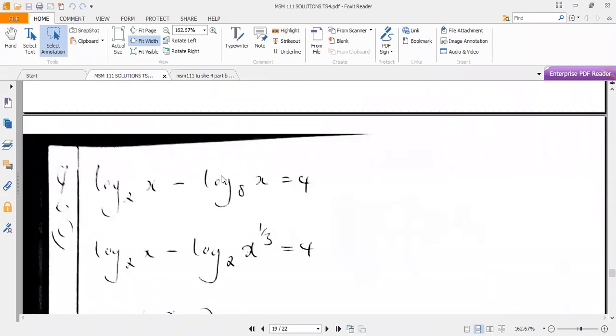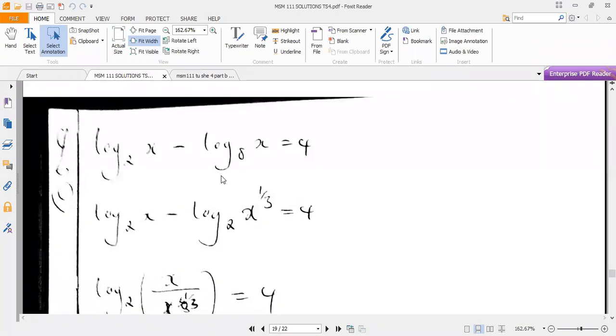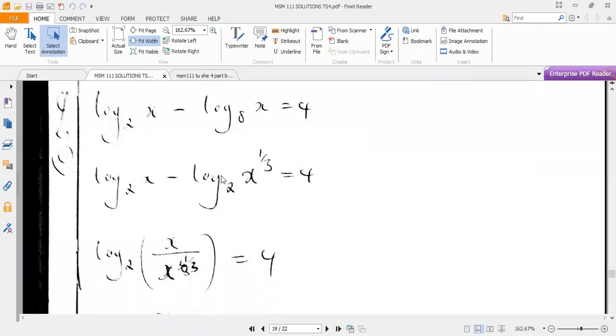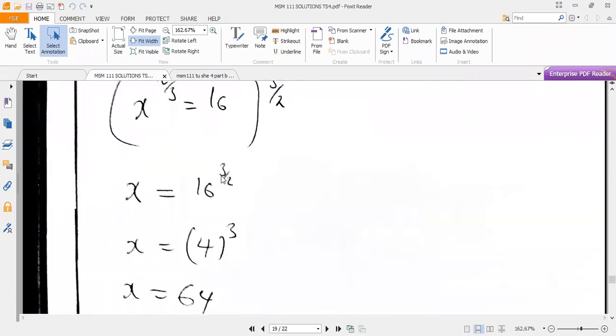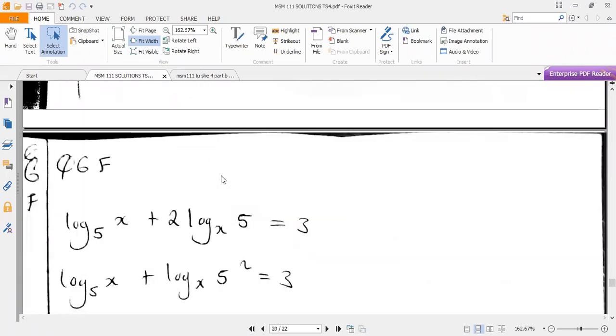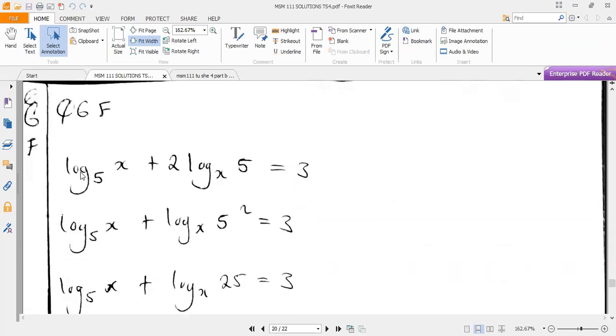Okay. For question 6, is it E? Yeah, you see the solution. It's straightforward. But let me try to talk about this guy here. Question 6F. We've been given log base 5 of x plus 2 log base x of 5 is equal to 3, isn't it? So when you have been given such a thing here, you know that our goal is to have the bases here to be equal so that we simply do the manipulation, isn't it?